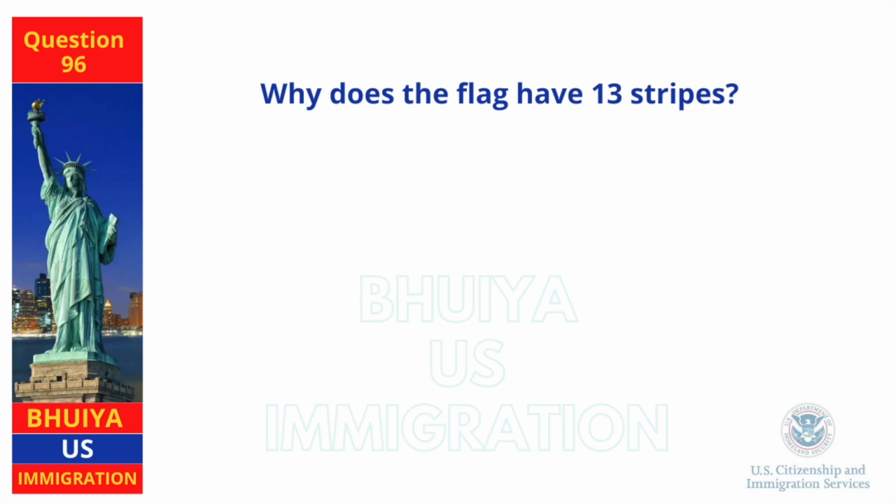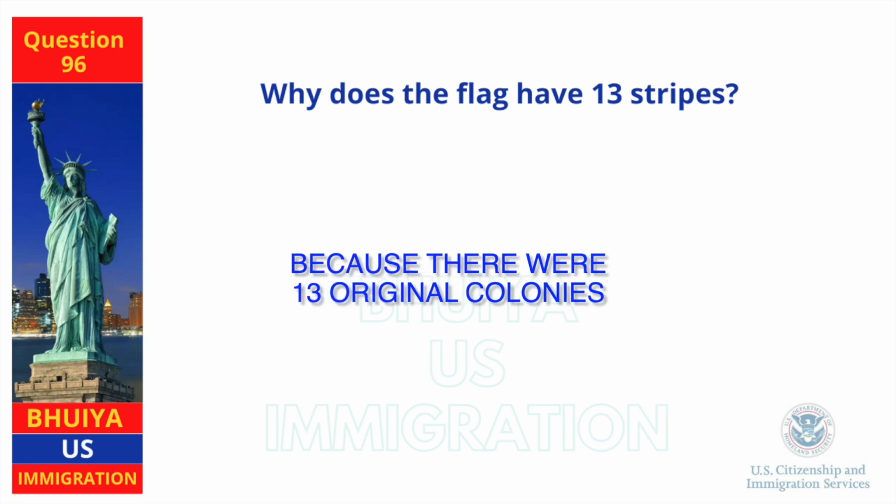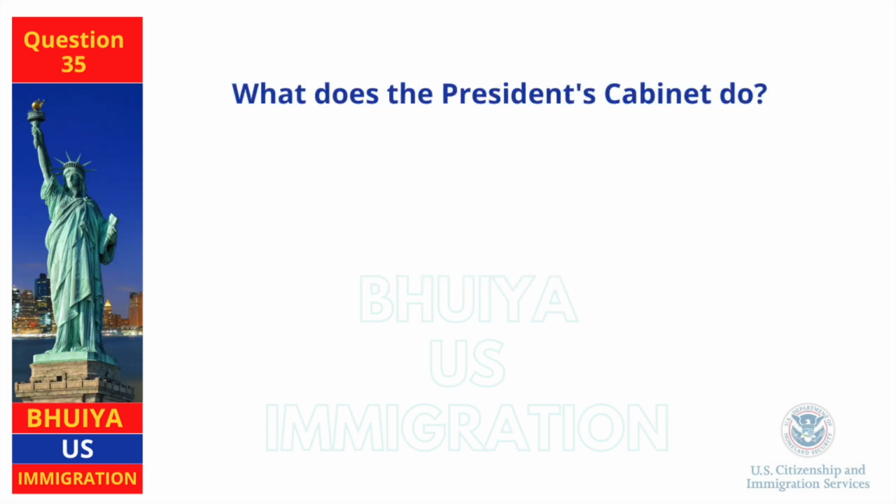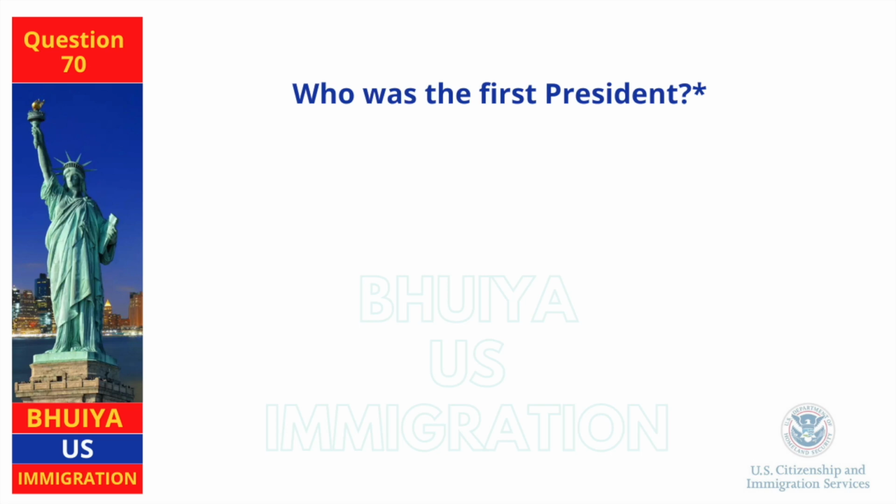Why does the flag have 13 stripes? Because there were 13 original colonies. What stops one branch of government from becoming too powerful? Checks and balances. What does the president's cabinet do? Advises the president. Who was the first president? George Washington.